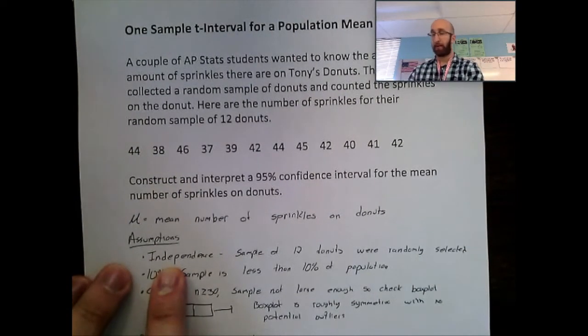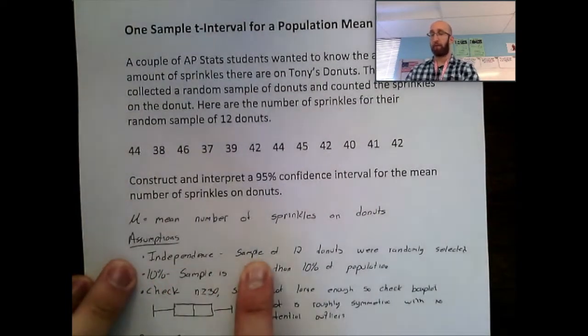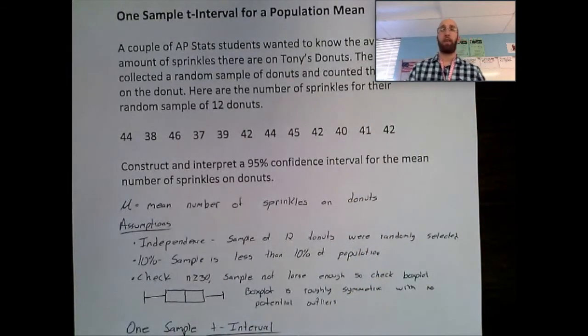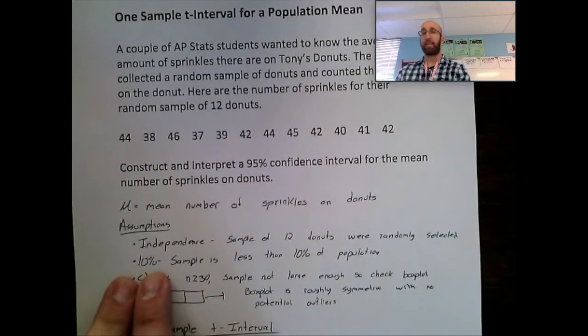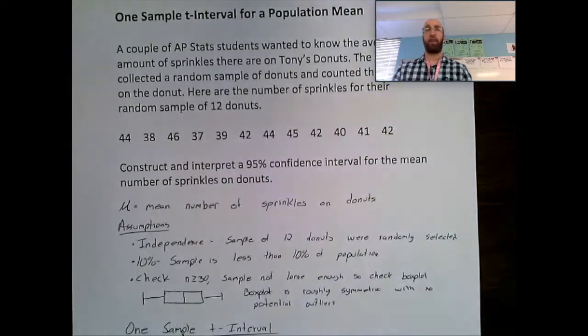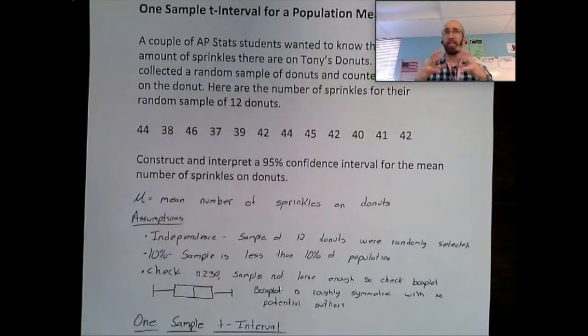For checking independence, it's really the first two together. We're making sure the sample of 12 donuts was randomly selected. When I went back and read the problem, yes, the sample of 12 was randomly selected. That's going to help us with independence. The next thing is what I like to call the 10% assumption: my sample needs to be less than 10% of the population, meaning I don't want my sample to be too big. My 12 donuts are going to be less than 10% of all donuts that Tony's Donuts makes. So independence and 10% work together to accomplish independence.